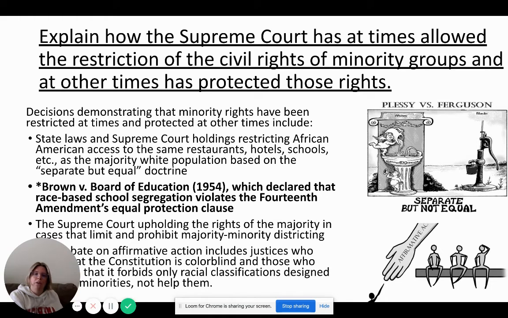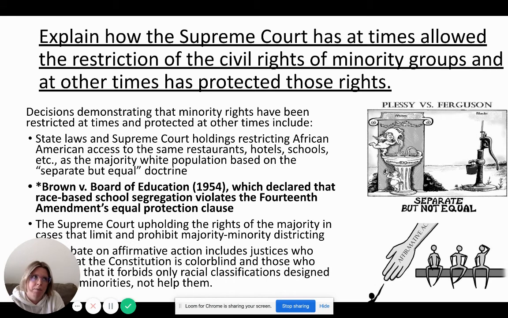And then, also in Shaw v. Reno, the majority-minority districting. So in that case, they were trying to create a district that was majority Black. And they said, no, that's not okay because we should have a colorblind constitution. And that's different. Judges have different interpretations on that.